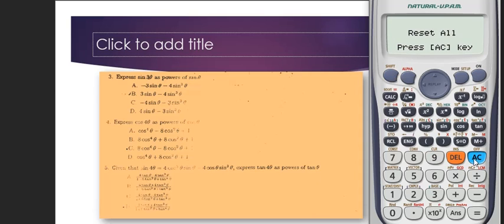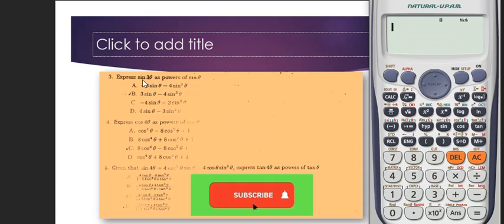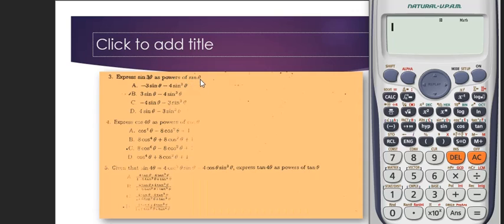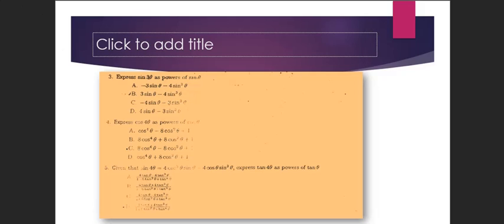Right, so let's take the first example. You have to express sine 3 theta as powers of sine theta, and you've been given 4 options, and you have to choose the correct answer. Per your normal calculation, complex numbers, trigonometry functions, you would start expanding and all that. Since there's exams and you need to beat time, and beating time will help you finish at least most part of the exam, let's try to solve this the smart way.